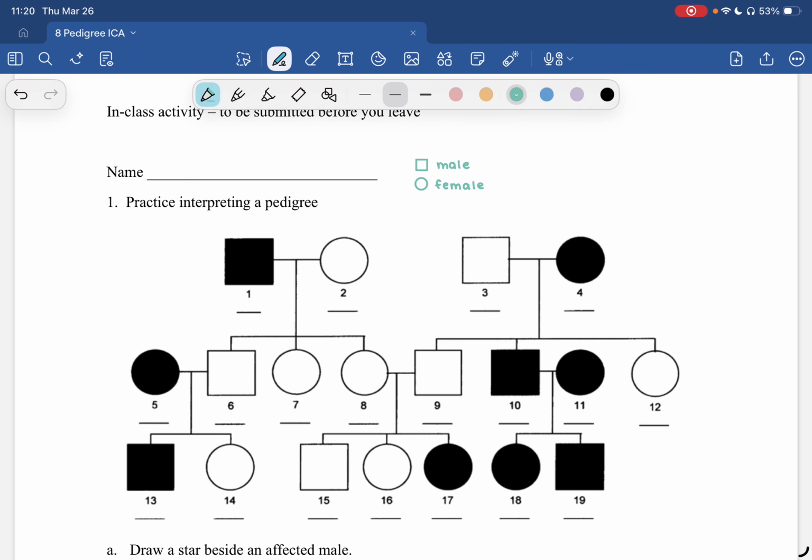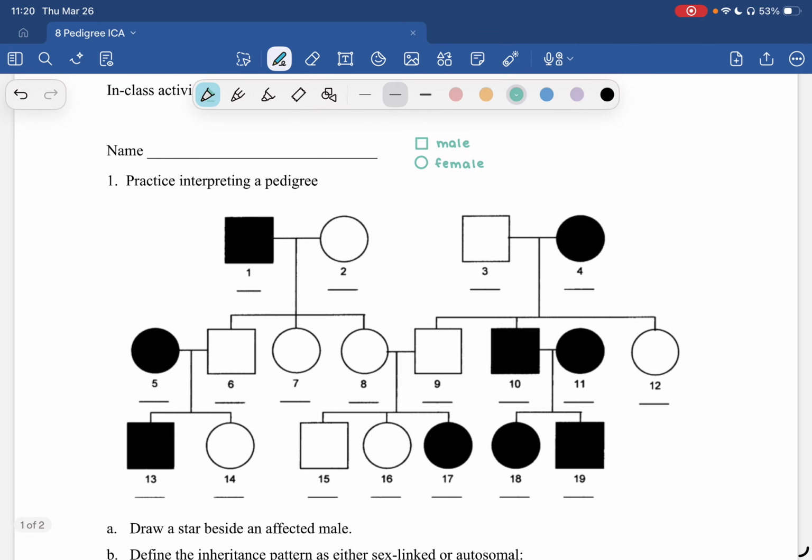So the first thing that I want to note is these shapes. Remember that a square is a male and a circle is a female. First thing, draw a star beside an affected male. Remember that anything shaded in means that they're affected. Anything that's not shaded in means they're good. So this would be an affected male. Anywhere that you see a shaded in square is an affected male, so I'll put a star next to all of them just to emphasize. But if it were to say an affected female, you would do all of these circles.